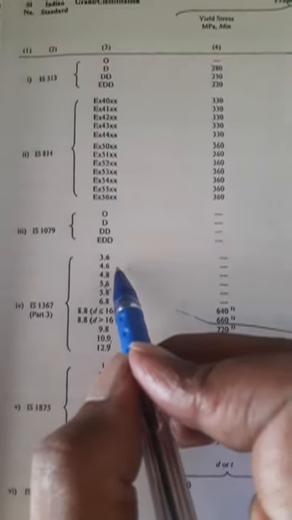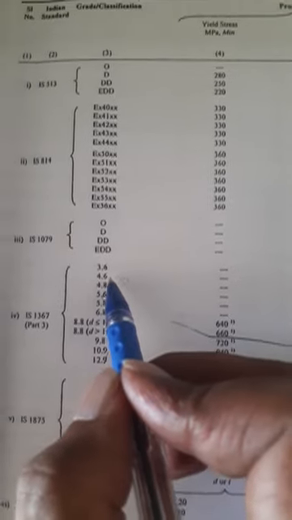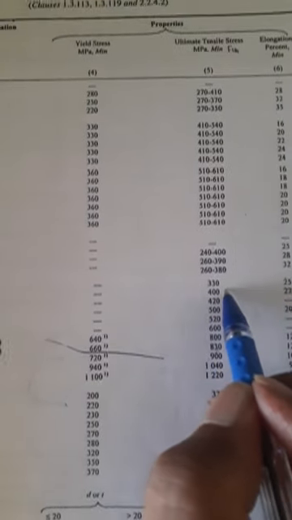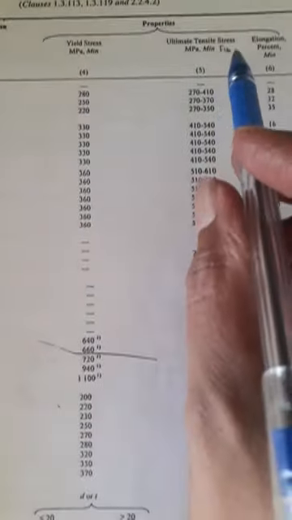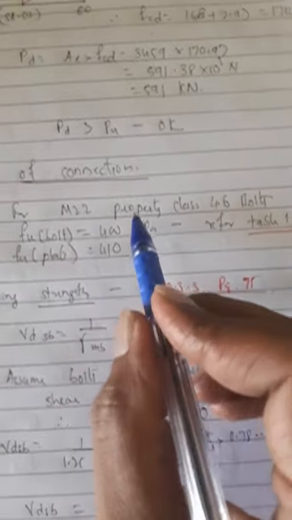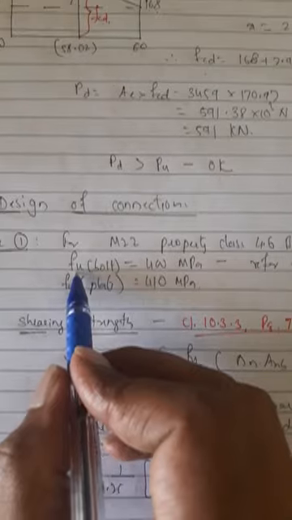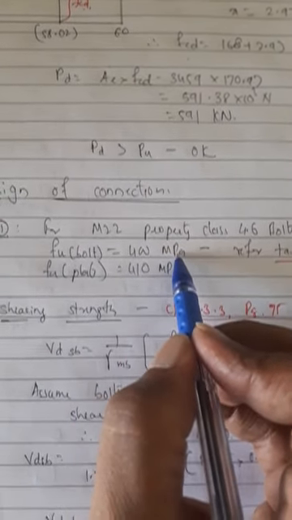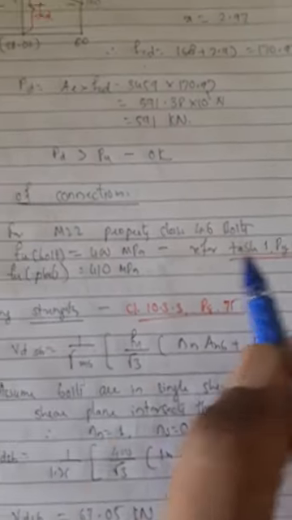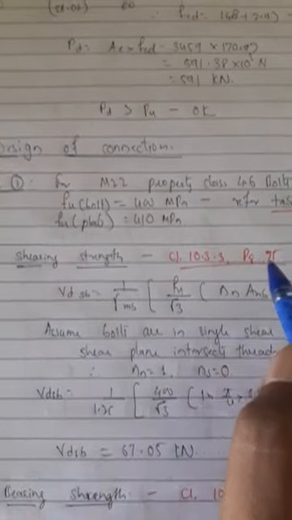So for case 1, 4.6 property class, I am going to use these values. For 4.6 property class, find out FU, ultimate tensile stress of bolt material, you get 400. So for M22 property class 4.6 bolts, FU for bolt is 400 from table 1, page 13, FU for plate is 410, this is the standard. Now first, shearing strength of the bolt.